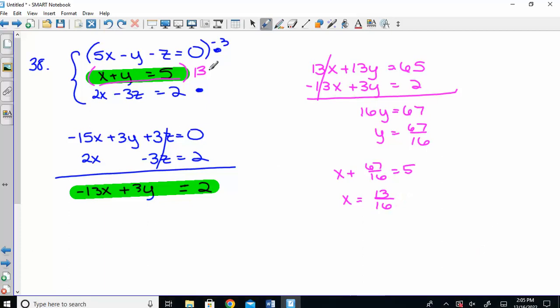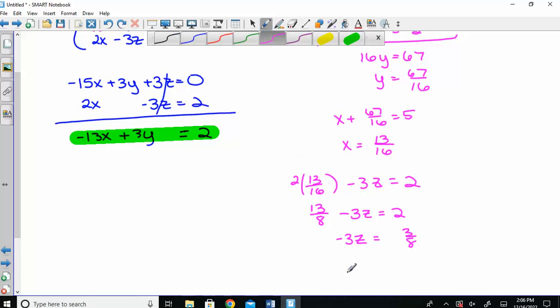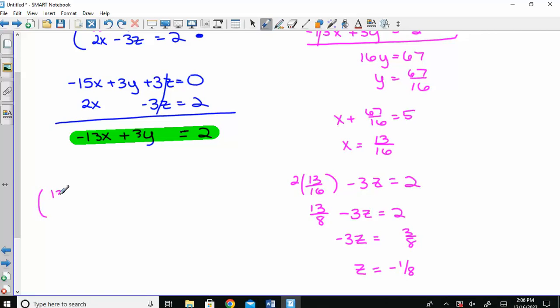So now we have x and y. We need z. We can use any of these. I'll use the bottom one. So 2x minus 3z equals 2. Divide by negative 3 and we get z to be negative 1/8. So now we have x, y, z.